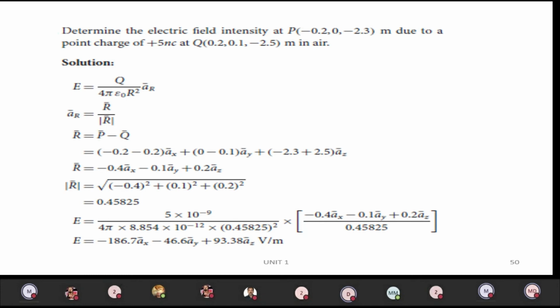The electric field you see here: Q value divided by 4 pi into 8.854 into 10 power minus 12 into R square, 0.458 whole square, into the R vector divided by modulus of R vector. If you substitute it here, you will be getting the electric field. Then you can also find it in normalized form. If you take the modulus of this E vector, you will be getting the normal E value. That also you can do.